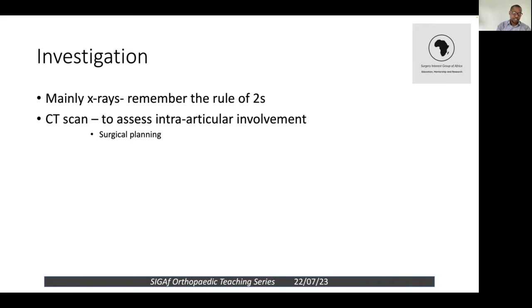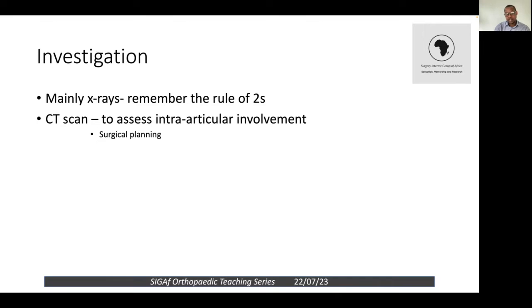And the mainstay of investigation from our side is mainly X-rays. And you should always remember the rule of twos. You should remember that all these patients, when they come, require 2 views of X-ray. So it's not good just doing an AP, because a simple PA X-ray might not show you the full extent of the fracture. You want to make sure that there are 2 joints that have been X-rayed, so the joint below and the joint above. You want to make sure that you get 2 clinical opinions, either from a colleague or a senior colleague. You want to make sure that these patients are usually X-rayed on 2 occasions.